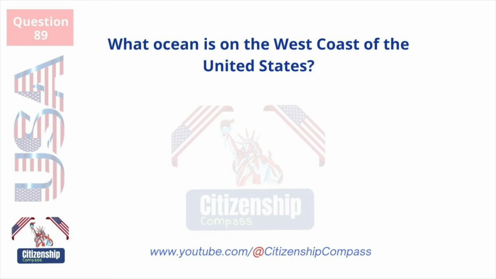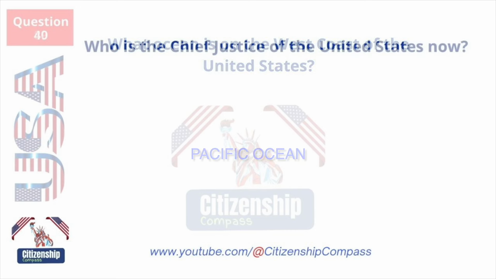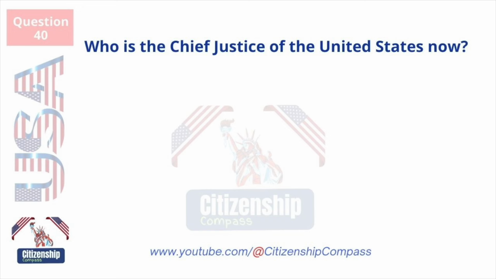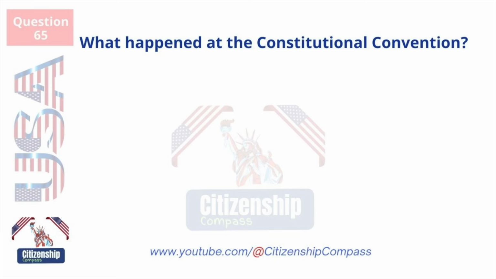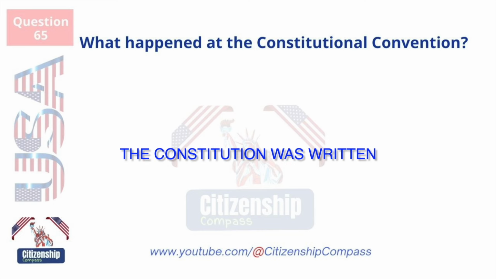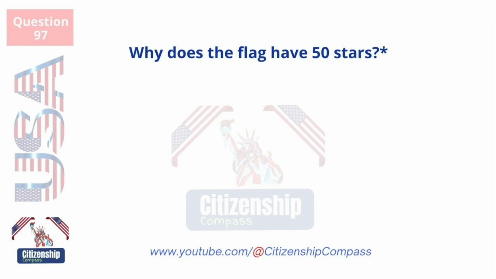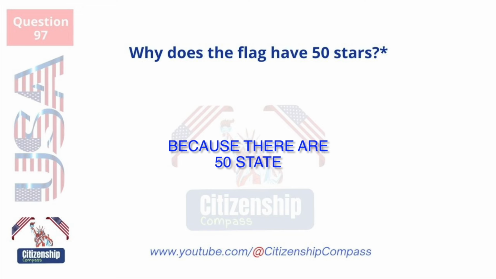What ocean is on the west coast of the United States? Pacific Ocean. Who is the Chief Justice of the United States now? John Roberts. What happened at the Constitutional Convention? The Constitution was written. Why does the flag have 50 stars? Because there are 50 states.